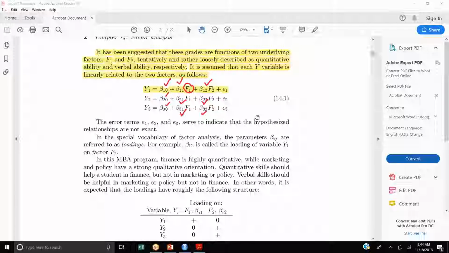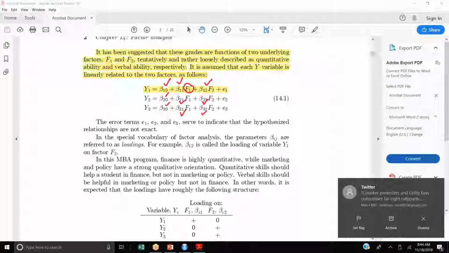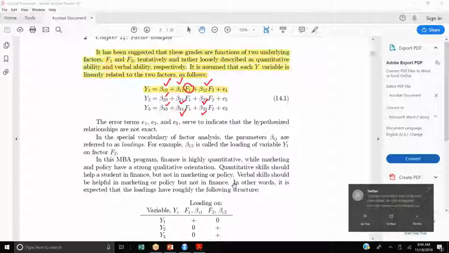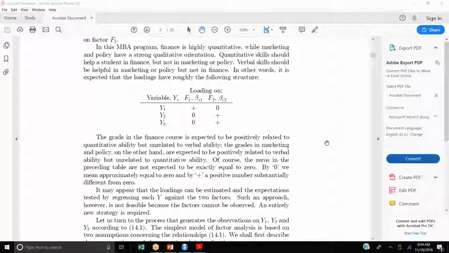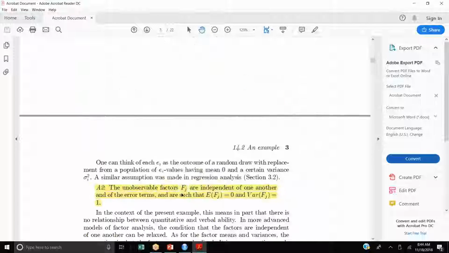Yeah, this structure. So we are pulling out the hidden dimensions, and that's the assumption I'm explaining right now. As long as the hidden dimensions are linearly related to this original data, I know a way of pulling it out. That's what factor analysis is all about.